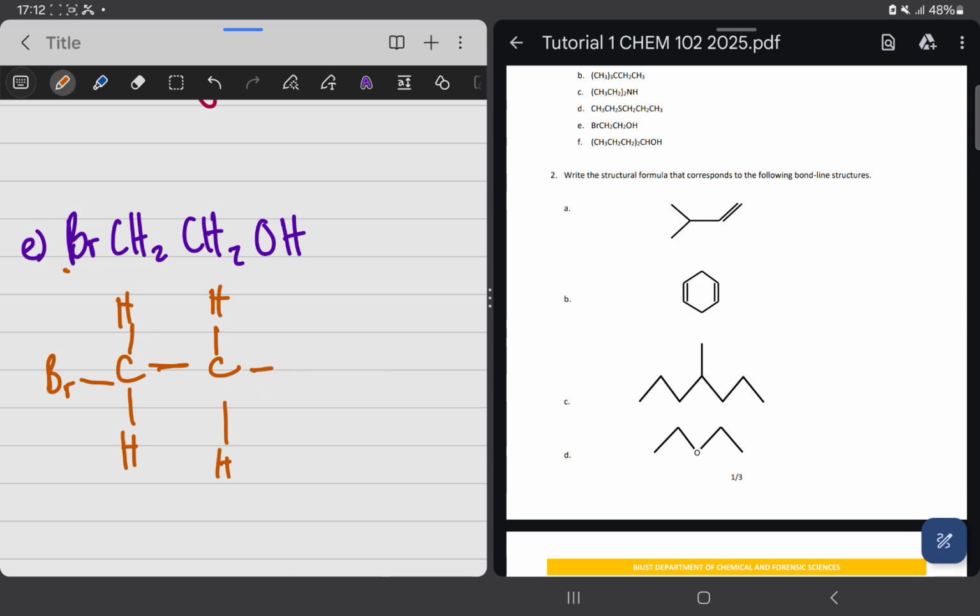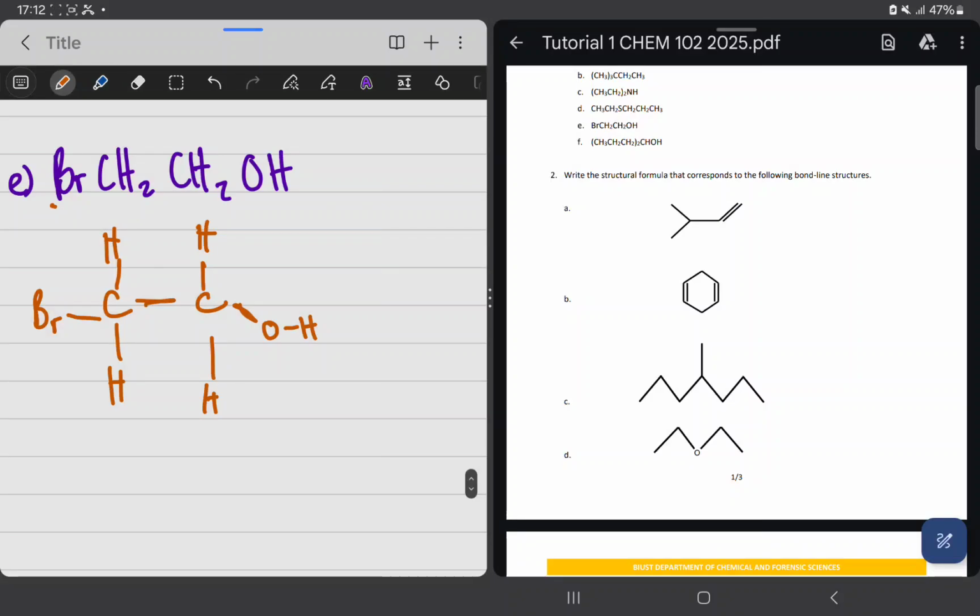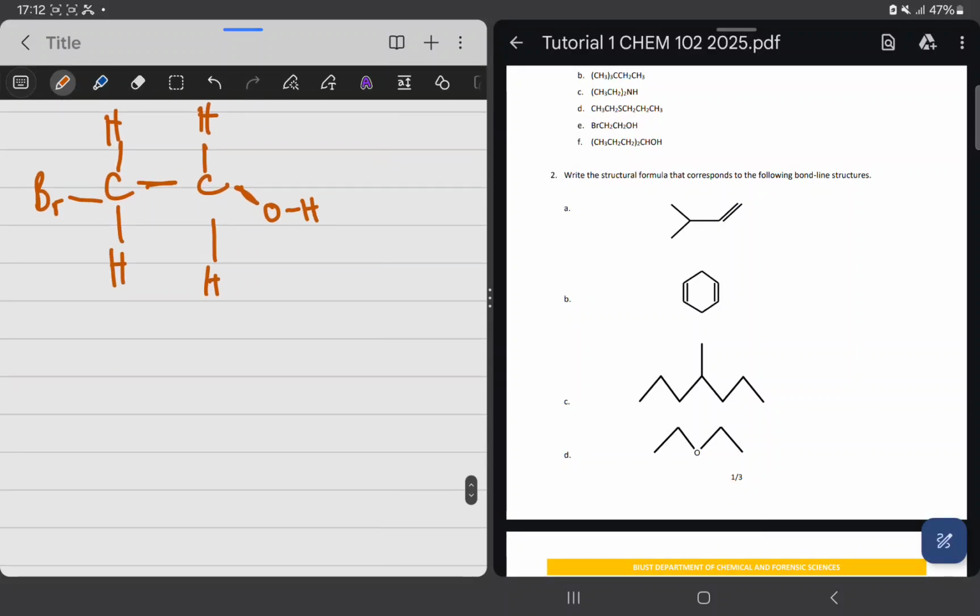So you can even put it like this to say OH. They like to put it like this to say OH or something. Whatever, you can put it like that. It's still fine. This is what you have. And you can go to part F.